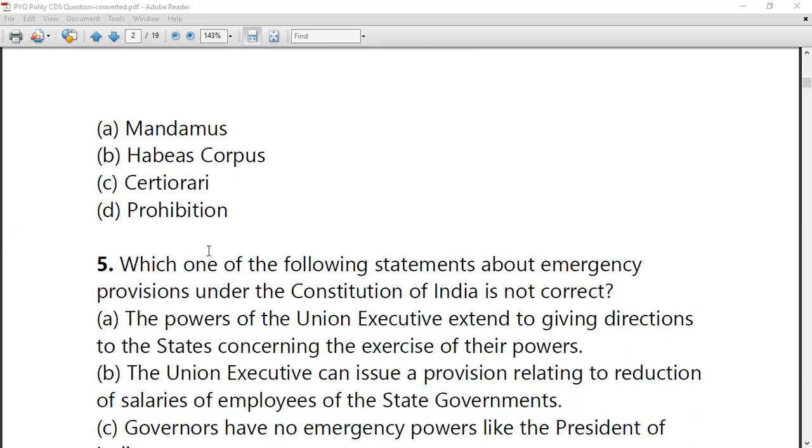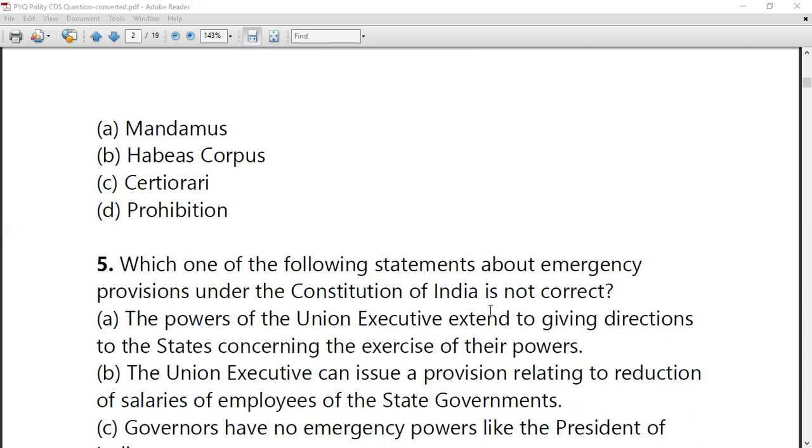So the writ habeas corpus is a Latin phrase, which means that you should have the body. The writ is issued to produce a person before a court who has been detained or imprisoned and is not produced before the magistrate within 24 hours. So there is a law, you must understand, that any person who has been detained by the forces or police and kept in captivity, then they have to produce that particular person before the magistrate within 24 hours.